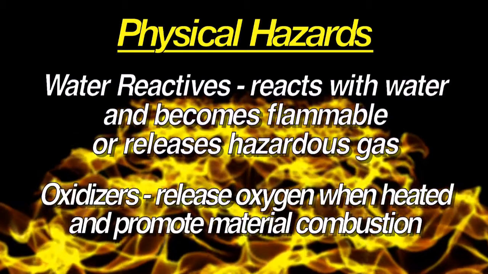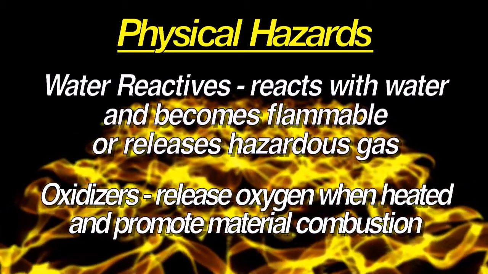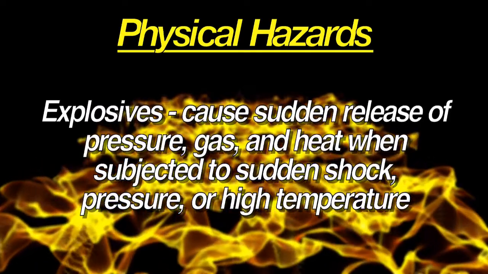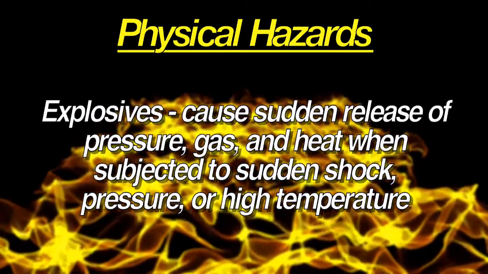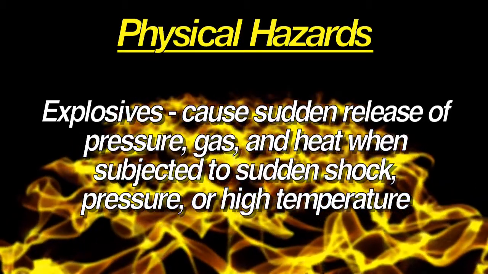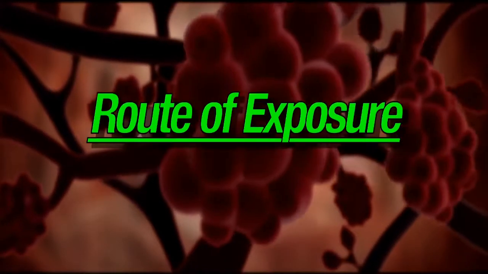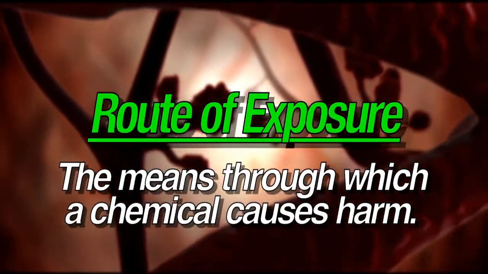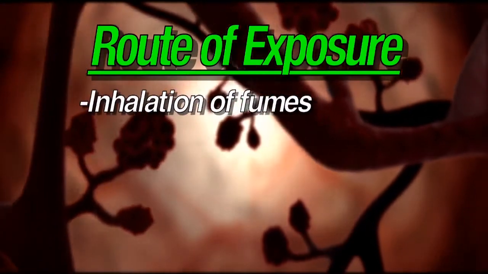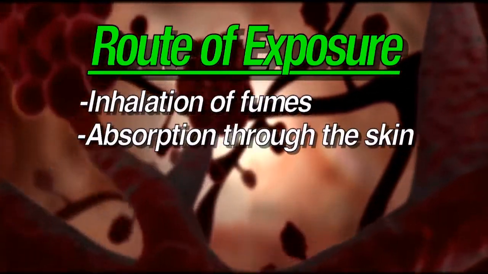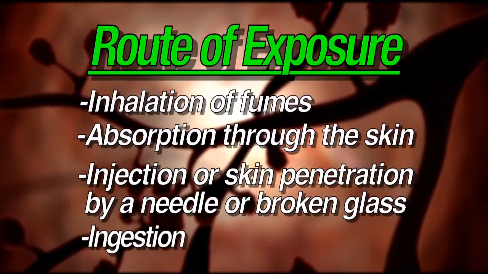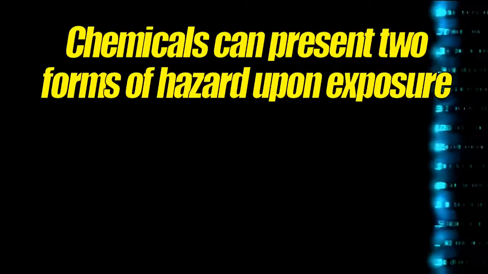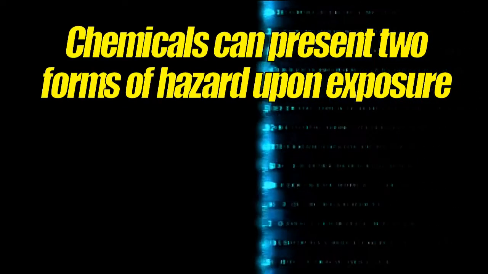An oxidizer will promote the combustion of other materials by releasing oxygen when heated. An explosive can cause the sudden release of pressure, gas, and heat when subjected to sudden shock, pressure, or high temperature. A chemical's route of exposure is the means through which a chemical causes harm. Chemical routes of exposure include inhalation of fumes, absorption through the skin, injection, or skin penetration by a needle or broken glass, and ingestion.